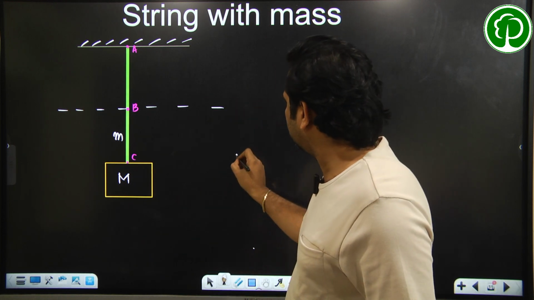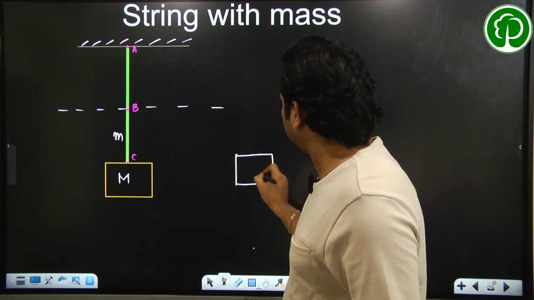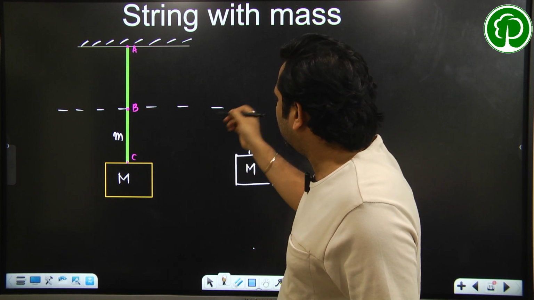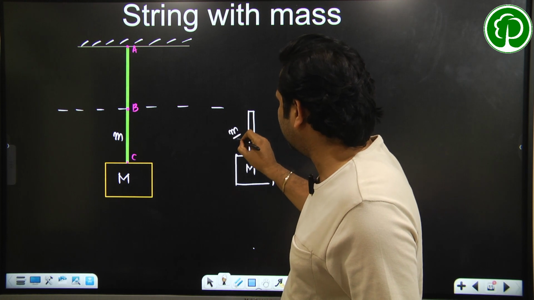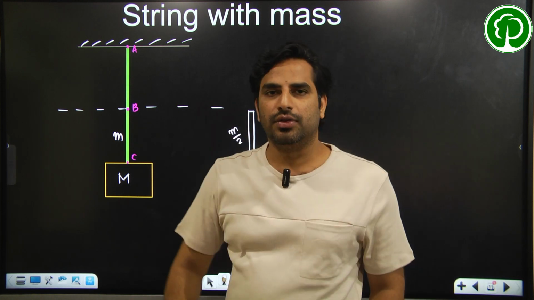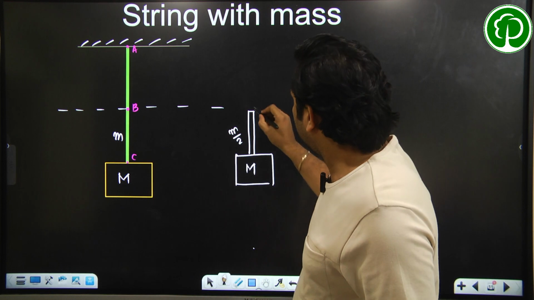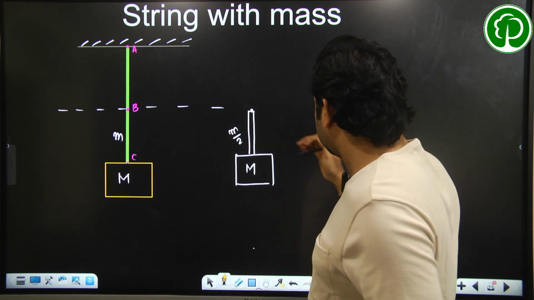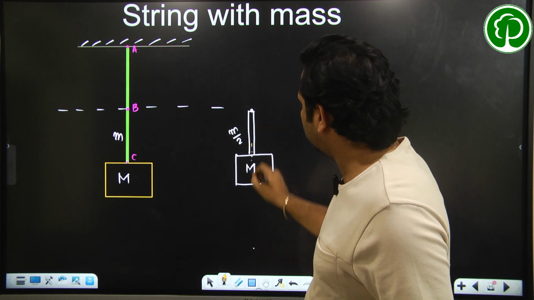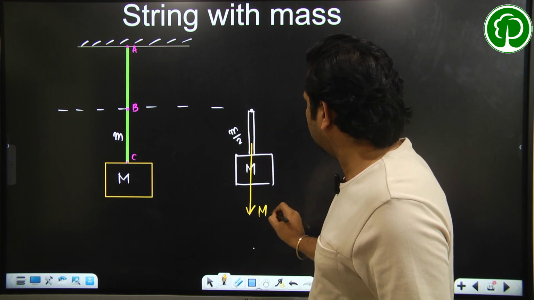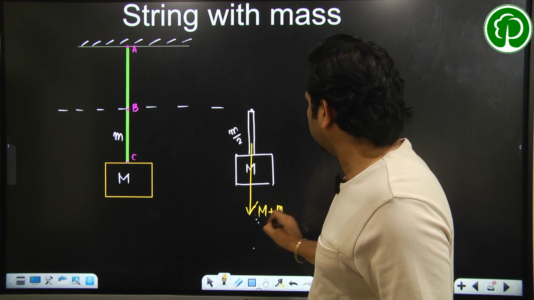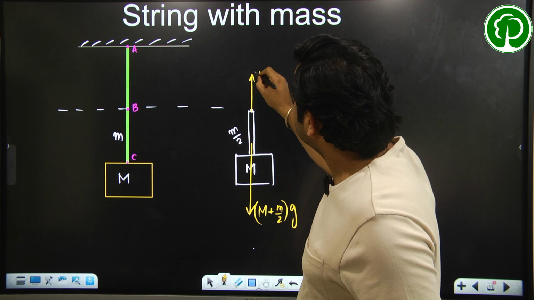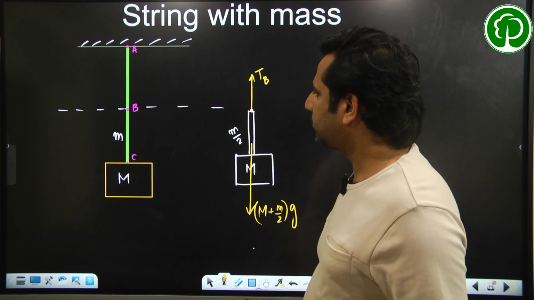If you break the system into two parts at that point, you have got a block of mass M and a rope of half the length, so half the mass. So consider uniform mass distribution. Half the length is half the mass. Now consider the forces acting on the system. My system is M plus m by 2. So the weight acting on this is M plus m by 2 into g, and at this point there is tension which is acting, that is Tb.